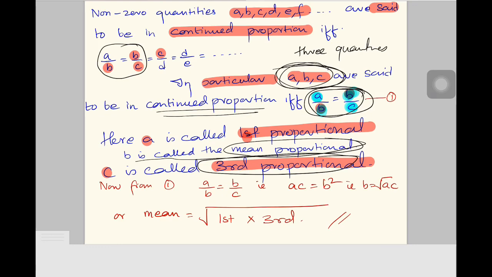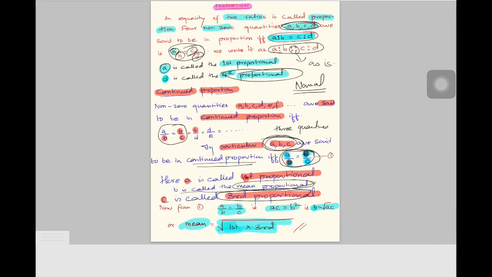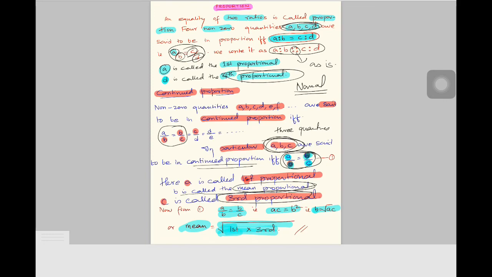Now from here, A by B equals B by C. Cross multiply: AC equals B square, and B becomes the square root of AC when the square moves to the other side. So finally I have a formula. What is B called? Mean. So the mean is equal to the square root of first into third. So the mean proportional formula is the square root of first into third. So that is how we understand proportion.